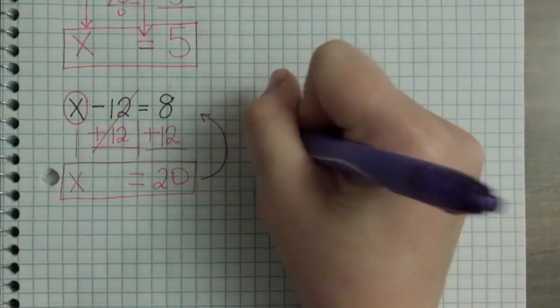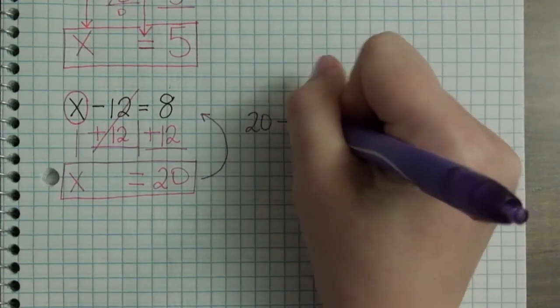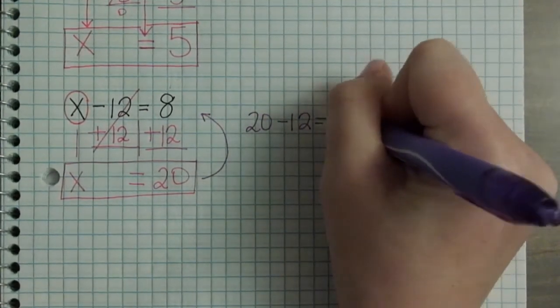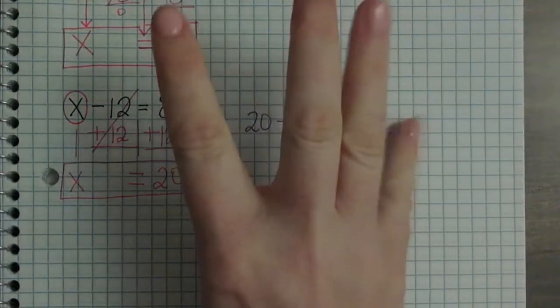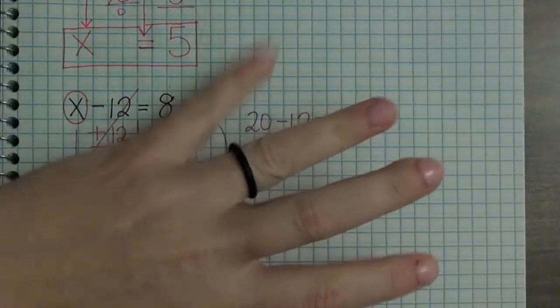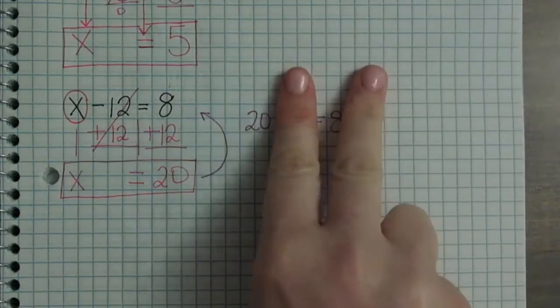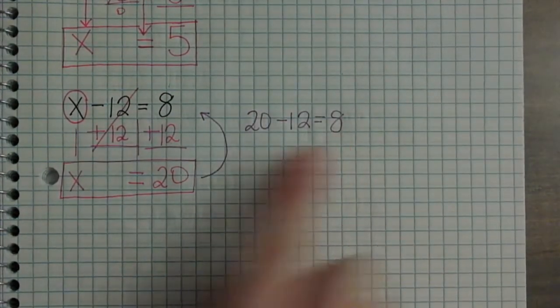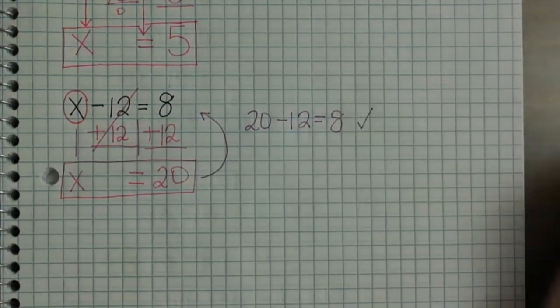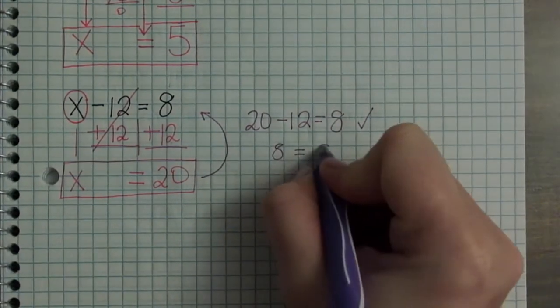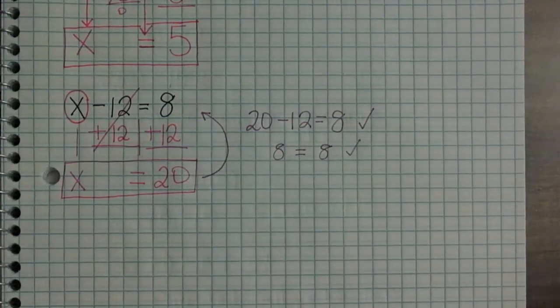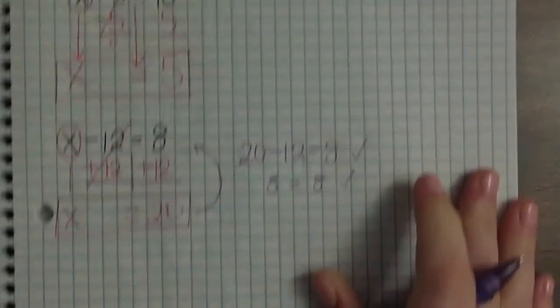So we would do 20 minus 12 equals 8. So 20, 19, 18, 17, 16, 15, 14, 13, 12, 11, 10, 9, 8. So yes, that is correct. So we typed it in. 20 minus 12 is 8. 8 equals 8. So that number was correct. So we did it correctly.